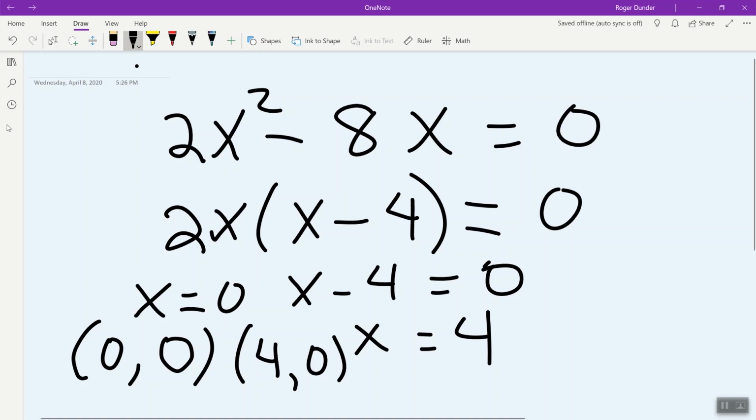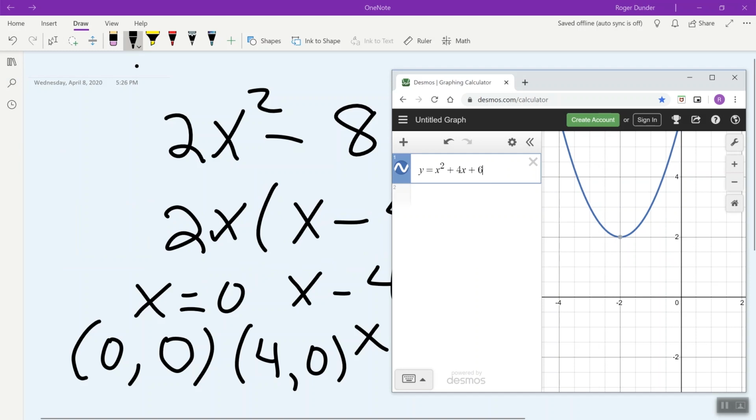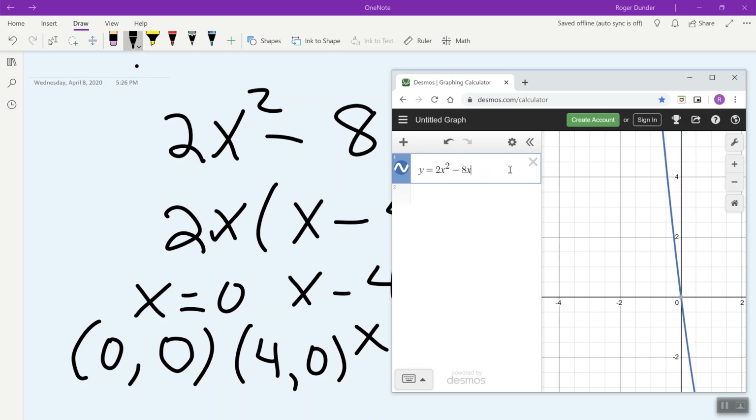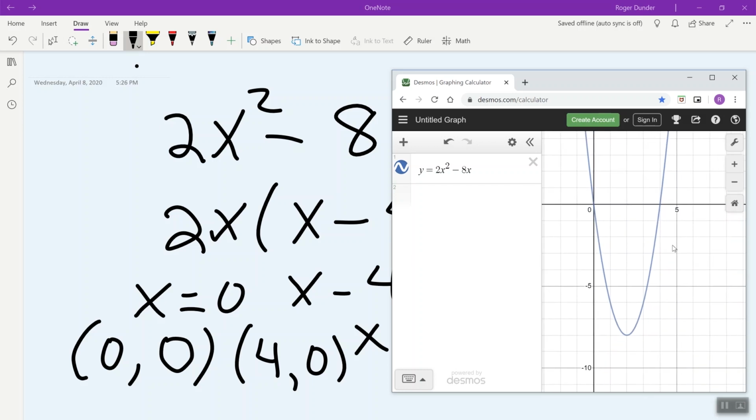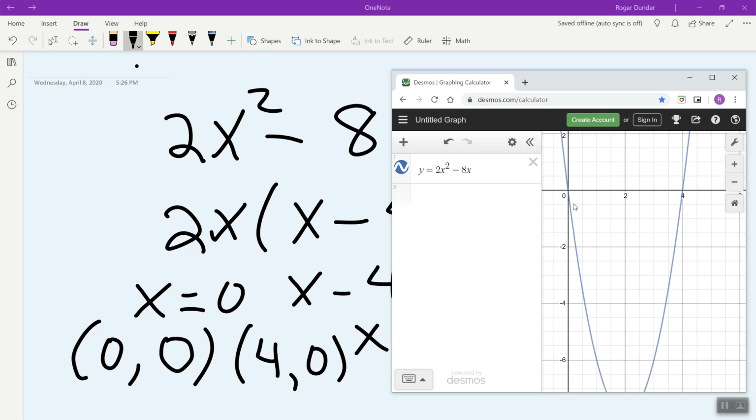So let's go over to our graphing utility, and let's see if we can put this in here and make it work. So it's 2x squared, and it's minus, not plus, 8x, and there's nothing over here. Okay, 2x squared minus 8x equals y, or f of x equals 2x squared minus 8x. So let's take a look at this. Zoom out a little bit. Where does this graph cross the x-axis? Here's the x-axis. Where does it cross? Notice it's going through the point 0 and through the point 4.